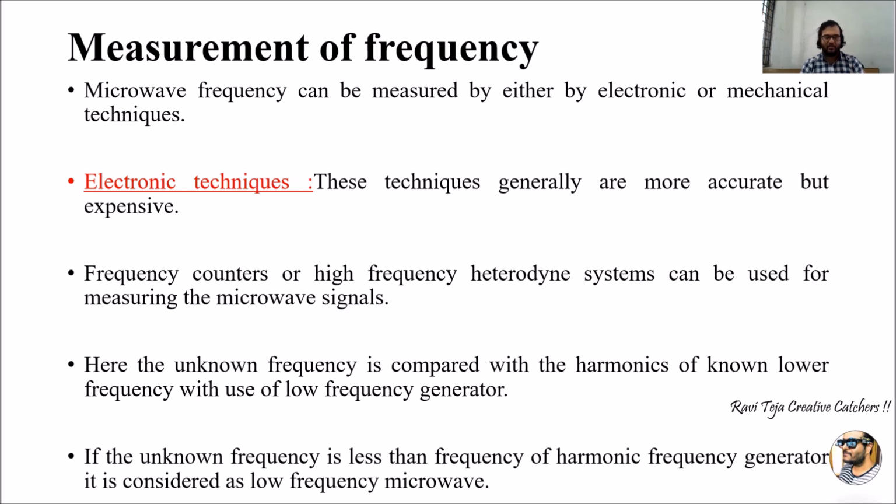Coming to the electronic techniques, these techniques are generally more accurate but very expensive. Devices like frequency counters or high frequency heterodyne systems can be used for measuring microwave signals. So we will have separate devices like frequency counters as well as high frequency heterodyne systems, which are specially used for measuring these kinds of microwave signals.